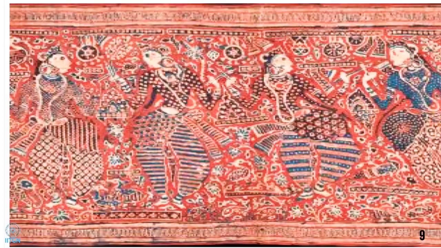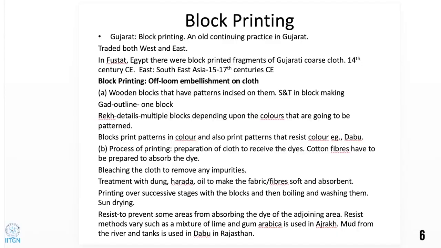Now, block printing is off-loom embellishment on cloth. Yesterday I mentioned the different sets of science and technology. The first set is that of wooden block making, that is, patterned wooden block making. I am not going into major details, I will just touch the major points. Wooden blocks that have patterns incised on them. There is a science and technology to block making. Specific kinds of wood only are used, and a specific set of implements is used to incise the pattern.